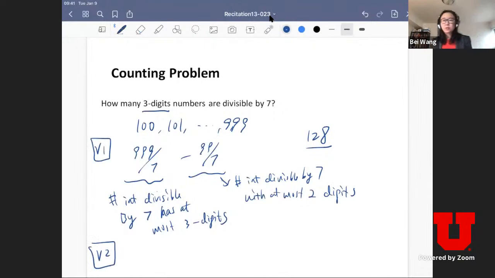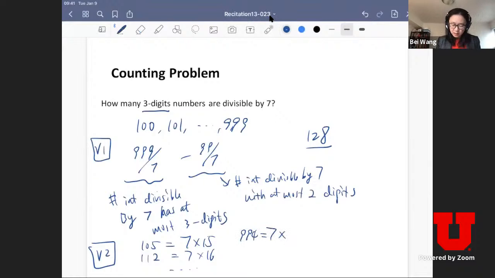The second version of a solution is that I can enumerate the integers between 100 and 999. For example, the first number, 105, is the first number that is divisible by 7. So it's 7 times 15. And the next number divisible by 7, you add 7, is 112, which is 7 times 16. And you keep going until the last number before 999 that is divisible by 7, that's 994, which is equal to 7 times 142.